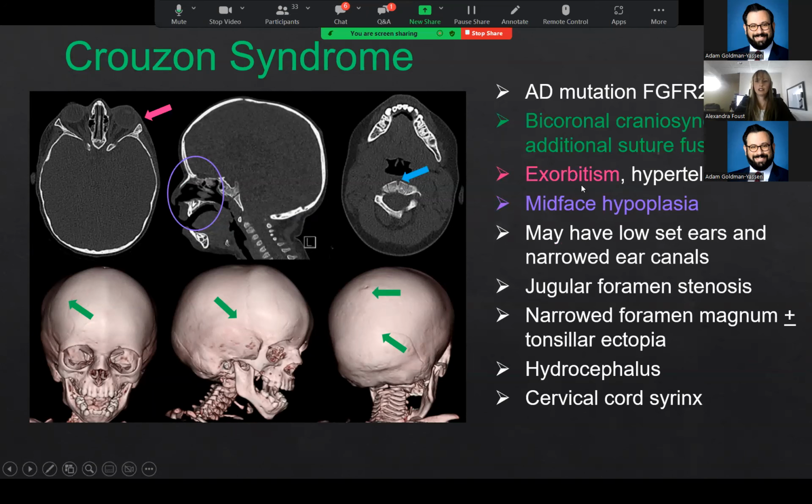They can have low set ears with narrowed ear canals. And also, just like our Apert kids, can have the jugular foraminal stenosis. They can have tonsillar ectopia and narrowing at the foramen magnum, again, related to that skull base angle being kind of abrupt. And similar to our Apert kids, you want to be on the lookout for hydrocephalus and cervical syrinx. And then lastly, they can have vertebral anomalies. This one just has a small little cleft in C1, kind of incidentally noted when you were reading the head CT.